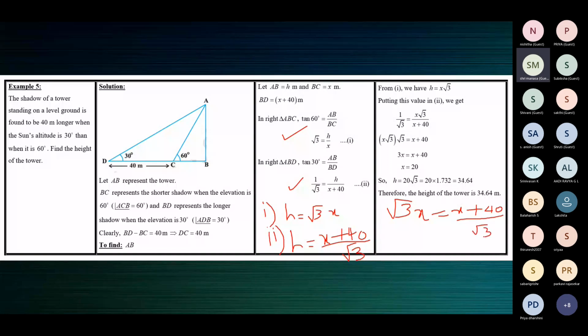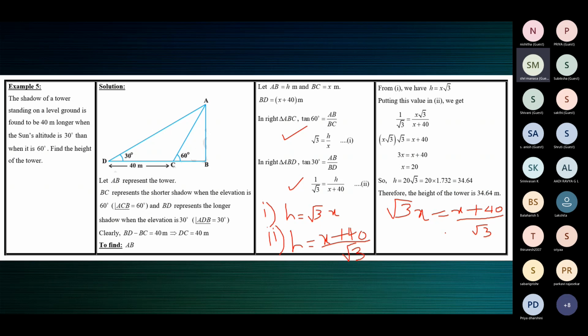This is another method, using the first and the second equation. We wrote both for h. H is equal to root 3x from the first one, and h is equal to x plus 40 by root 3 from the second one. Now equate. Both are expressions for h. So root 3x is equal to x plus 40 by root 3. Work this and you'll get the same answer. X is equal to 20 on solving this, and then you find h.